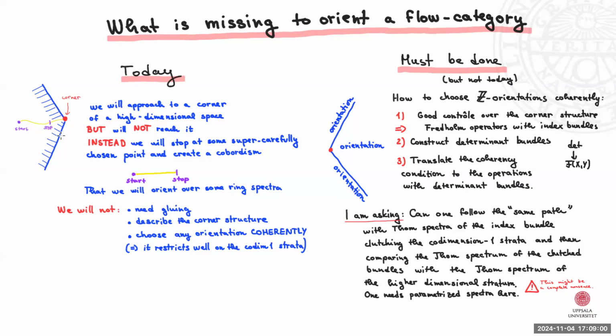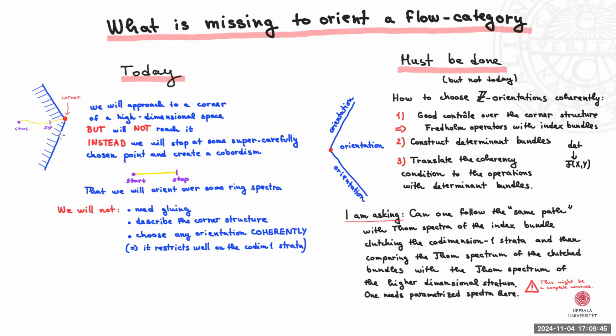We will not describe corner structure, and I will not tell you how to choose these orientations coherently, which is precisely what has to be done if you want to orient the flow category. So I think we should have this in mind because we care about flow categories here. So how does this coherent orientation business work for Morse homology or for Floer theory in general? I will do it only for Z orientations so that you have an idea.